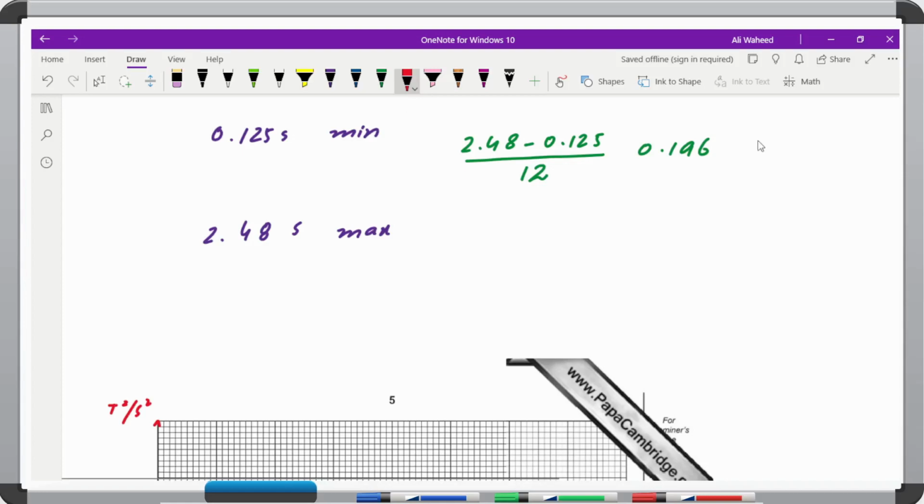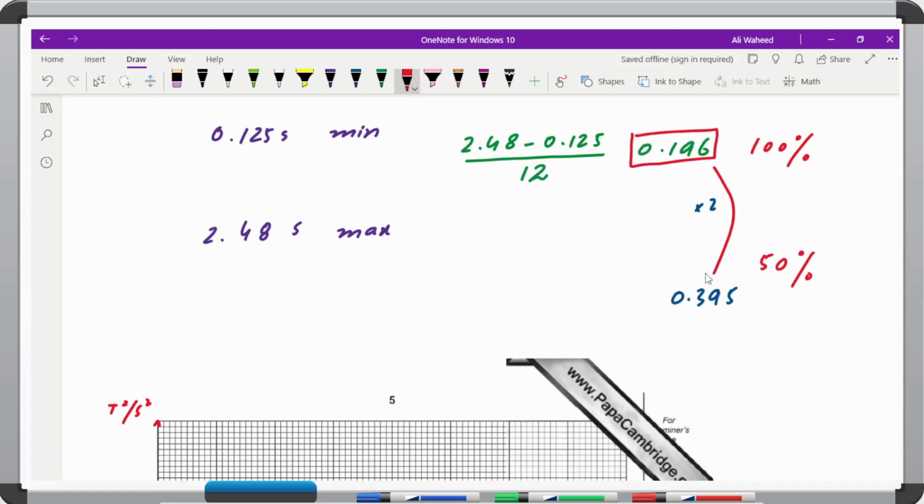But we don't have to use 100% of the axis. We can find what the scale should be if we use 50% of the axis. In order to find that, you can simply multiply this answer by 2. You can double the answer, and we get 0.395. Now finally, I'm going to find a very convenient, easy number that would make the scale convenient for us.